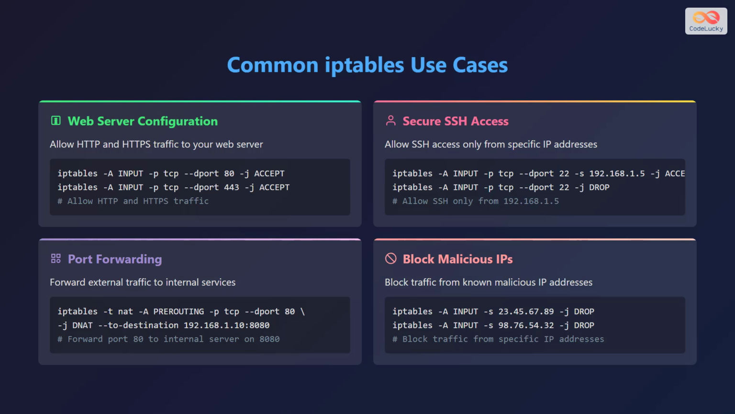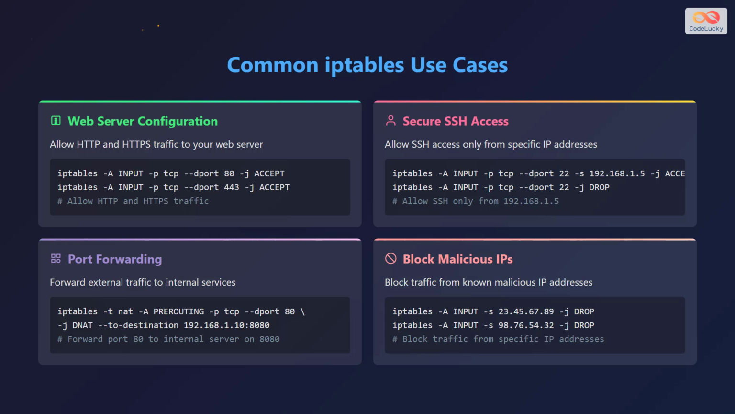For port forwarding, forward external traffic to internal services with the command iptables -t nat -A PREROUTING -p tcp --dport 80 -j DNAT --to-destination 192.168.1.10:8080, which forwards port 80 to an internal server on port 8080.